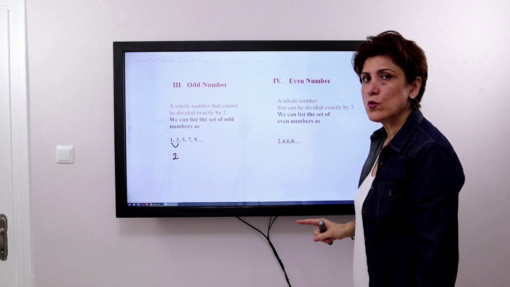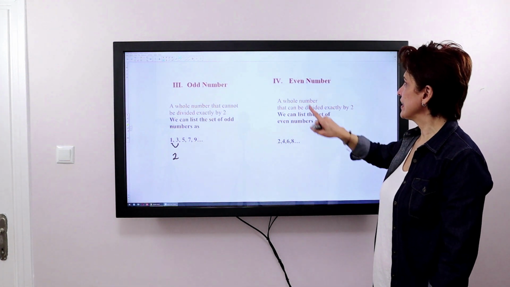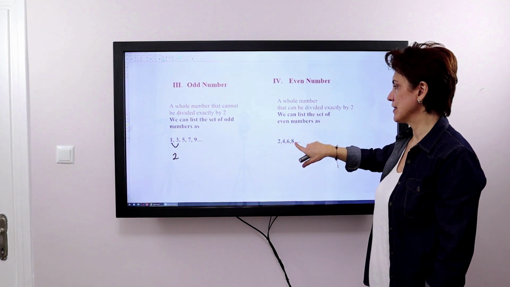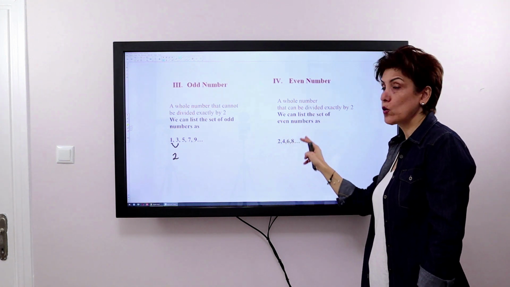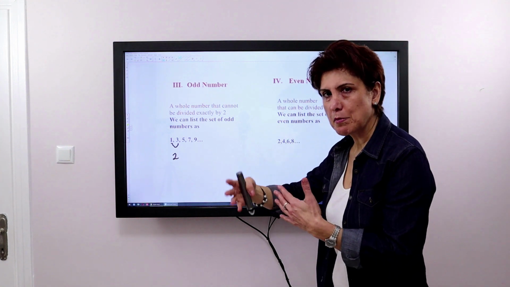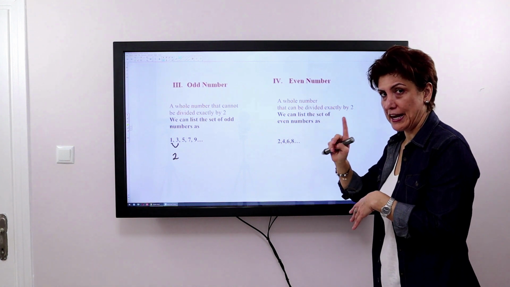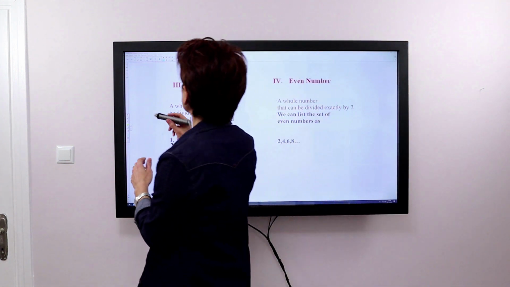If we can divide a whole number exactly by 2, we call it an even number. What are they? 2, 4, 6. What is again the difference between those numbers? We call them consecutive. It means coming back to back. What is the difference between them? Again, 2. This is maybe an important point you should consider.